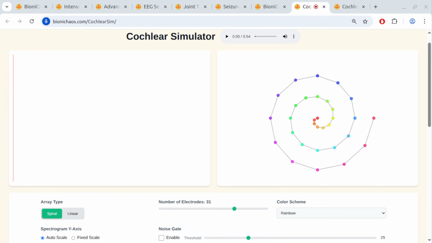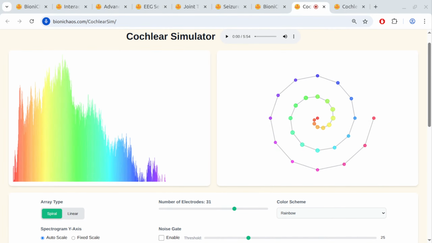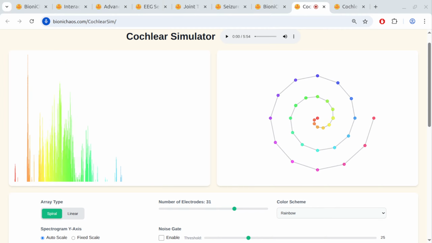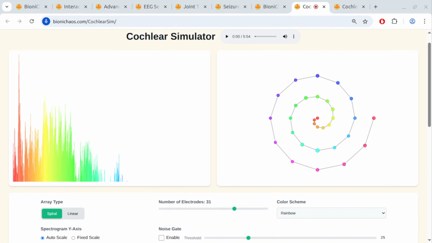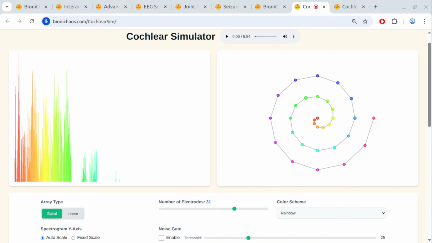This page is the cochlear simulator. On the left, you see a spectrogram visualizing sound, and on the right, there's a spiral diagram representing the cochlea with electrodes along its structure. It allows you to adjust the array type, number of electrodes, color scheme, and noise gate, letting you simulate different cochlear implant configurations and how they affect sound perception. It's a useful tool for understanding the technology.